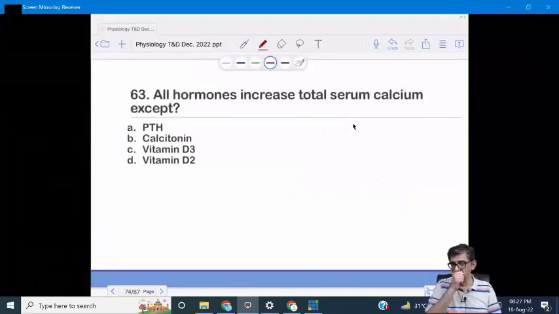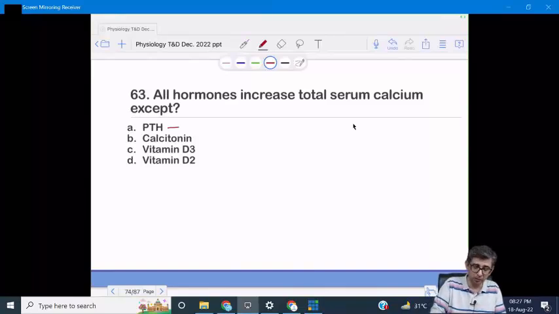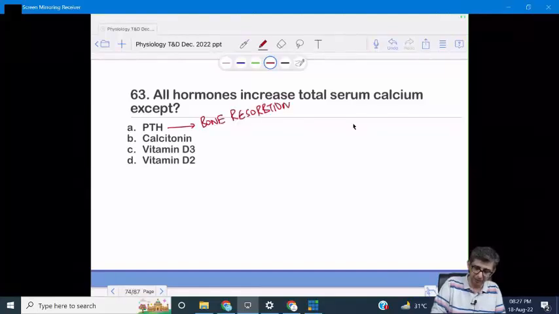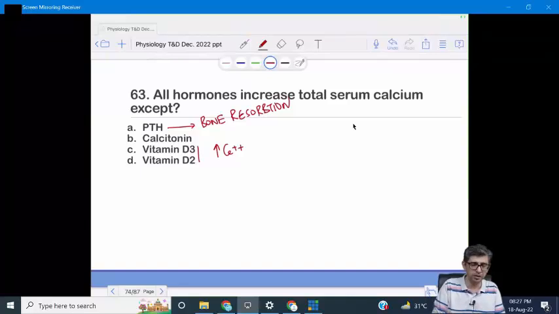All of the following hormones increase total serum calcium except... PTH causes bone resorption, so it will increase the amount of serum calcium. Vitamin D3 also increases serum calcium. Like we give vitamin D to patients who have less calcium in their body. When we give vitamin D3, calcium levels will rise.